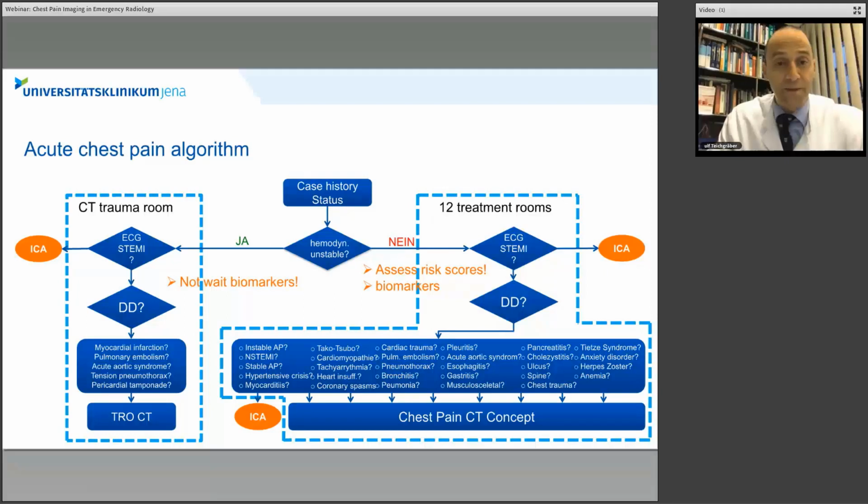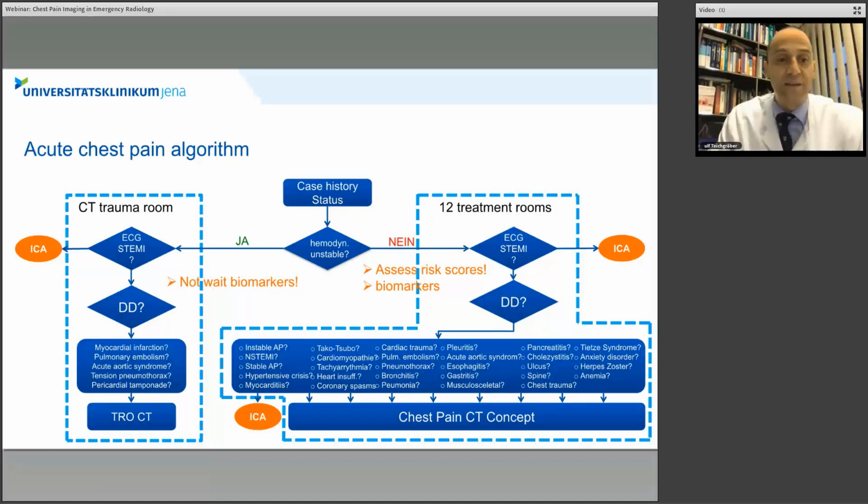As you can see, here we have the patient history and the patient status. When the patient comes in and hits the door of the emergency department, the physician has to decide if he is hemodynamically stable or unstable. This is interestingly something that is in none of the guidelines really considered. But it's clinically the most important decision a physician has to make right in the beginning, because the workflow is completely different if you have someone stable or unstable.